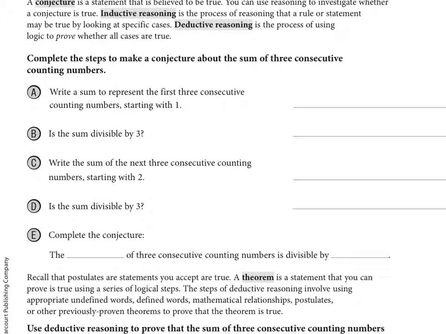Okay, so let's look at this in action. In this Explore, part A, we're going to write a sum, remember that's to add, to represent the first three consecutive counting numbers starting with 1. So if I start with 1, then I'm going to add 2. That's the next consecutive counting number, and then the next one is 3. Consecutive means just one after the other, and the sum is 6. Part B says, is it divisible by 3? It is, yes. 6 divided by 3 is going to give us 2.